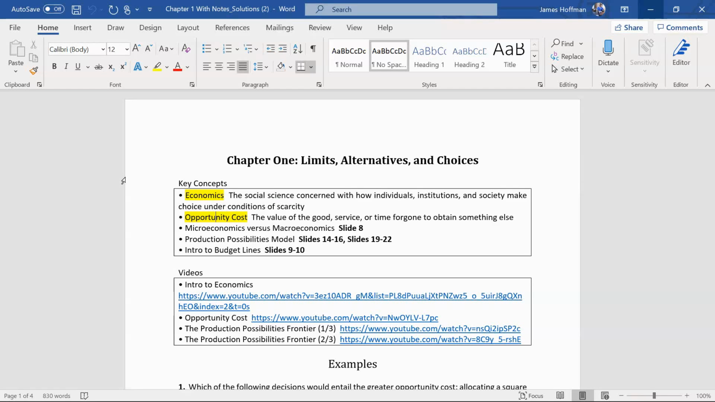All right, so one of the first economic concepts you usually talk about is opportunity cost. That is the value of a good, service, or time foregone to obtain something else. This is how I like to think of it: it's the second best thing you would have done that you had to give up to make the decision.